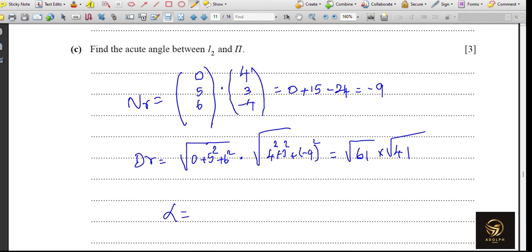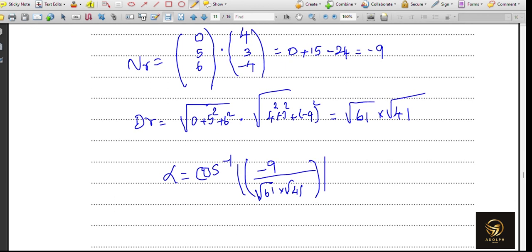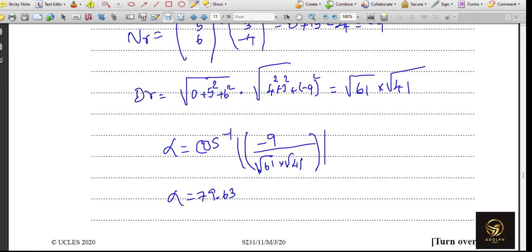For the angle between the line and the plane, first we will calculate alpha, which is a component of the required answer. It is cos inverse of -9 divided by root of 61 into root of 41. Actually, I should take the modulus here, since I want to find the acute angle. I'm getting that alpha value as approximately 79.63. But to find theta, as I said before, that is the complement, so 90 minus alpha, and that answer is 10.4 to 3 significant figures. So that's the required answer.